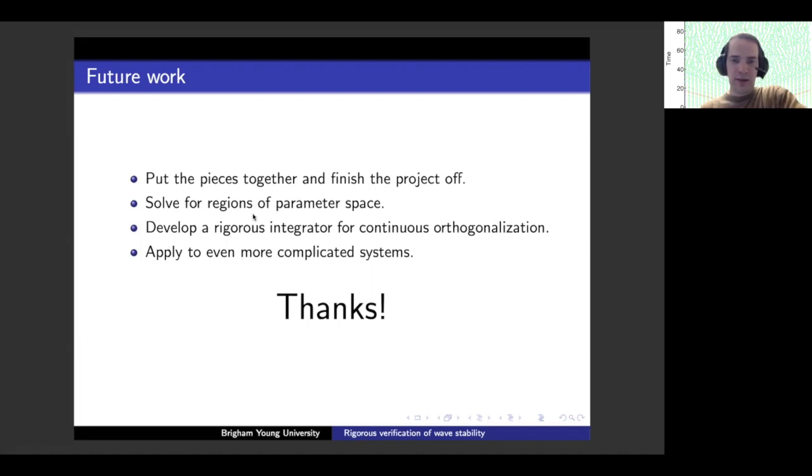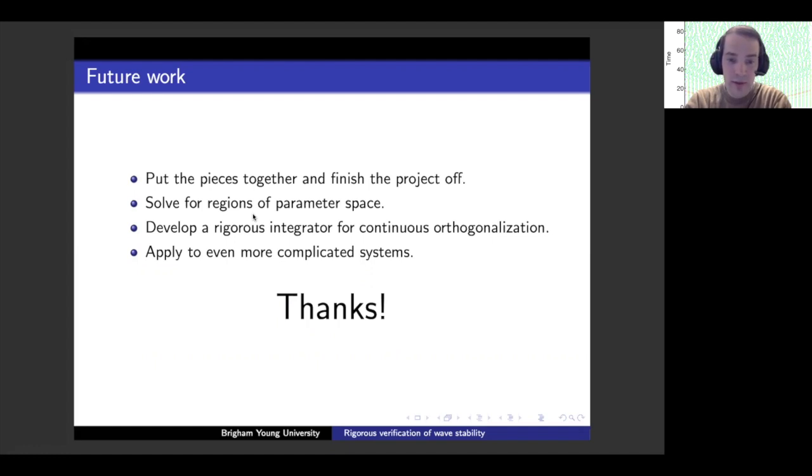And then one of the things that we haven't done yet is solve for regions of parameter space. I know that there are methods people in this group use for that. So we could try those, for example, or we could try something similar to the Chebyshev interpolation we were using, but in multi-variables with parameters as variables.